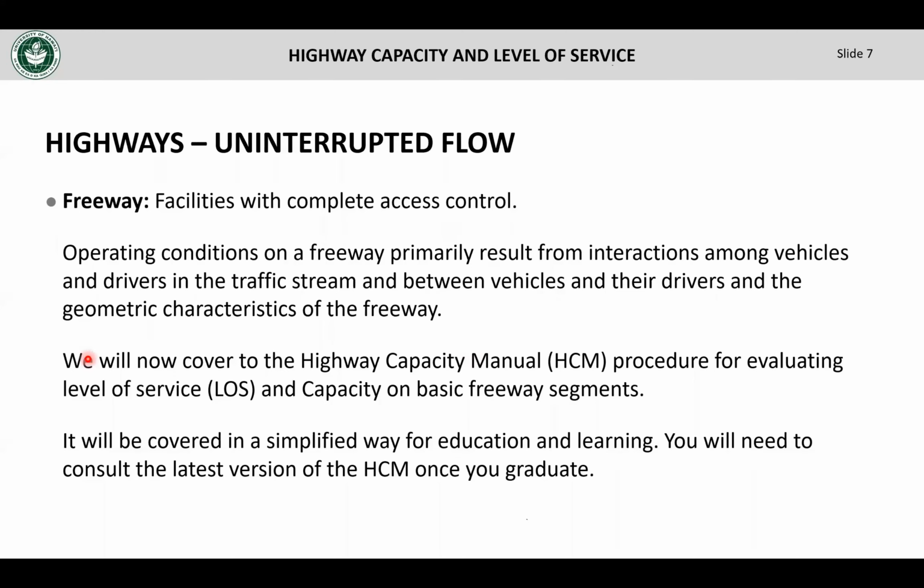The document that defines the capacity procedures is called the Highway Capacity Manual, or HCM, and it provides procedures for evaluating the level of service and capacity on basic freeway segments, among other things. In this class, we will stick with what your book says, which is the 2016 version. Probably when you graduate or a few years later, you will have to look at the latest version. So the idea is just to give you an idea of what the HCM does. And then you obviously will have to relearn what we learned in the class and probably learn a lot more details for other types of facilities.